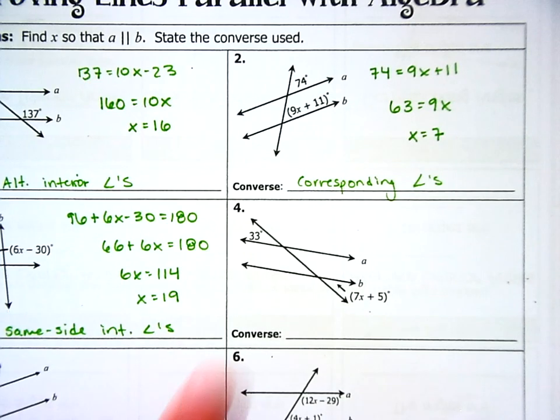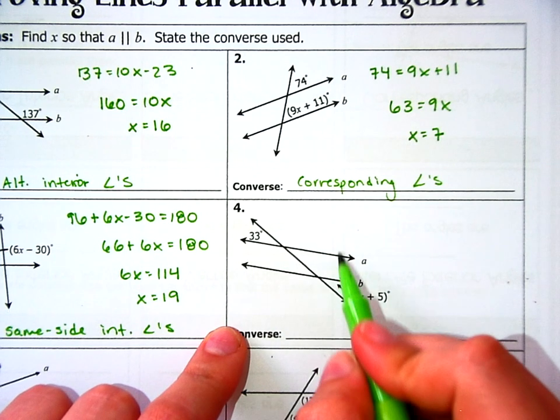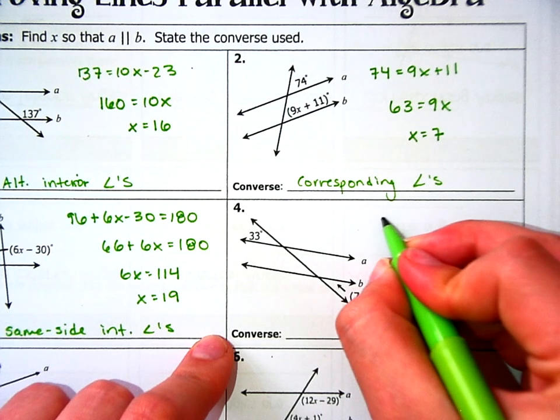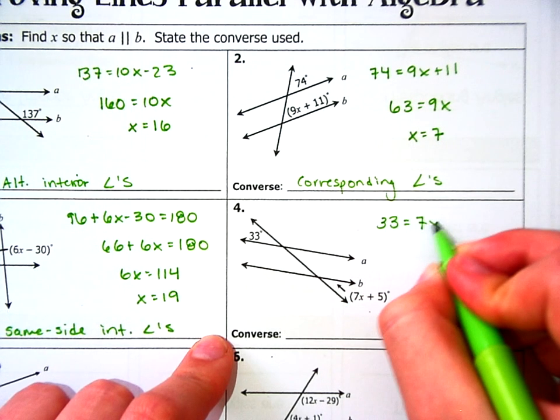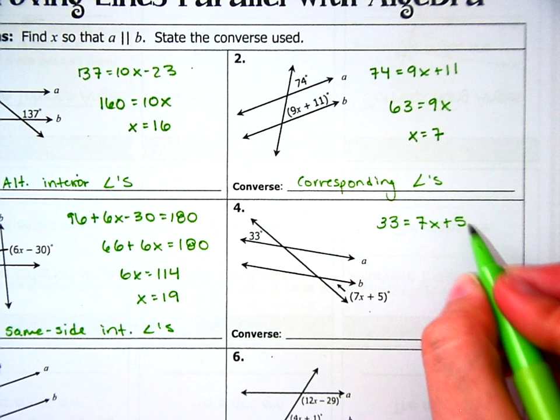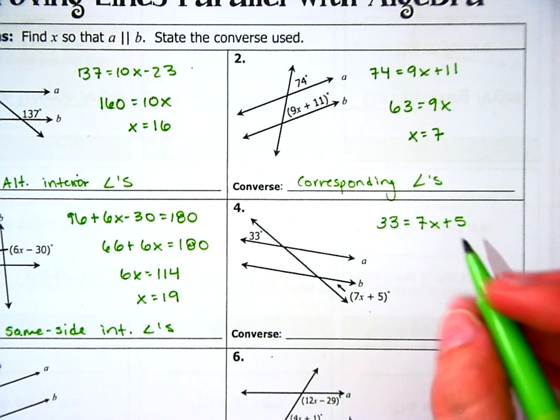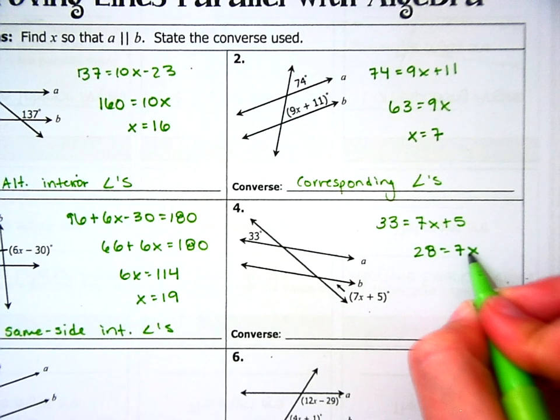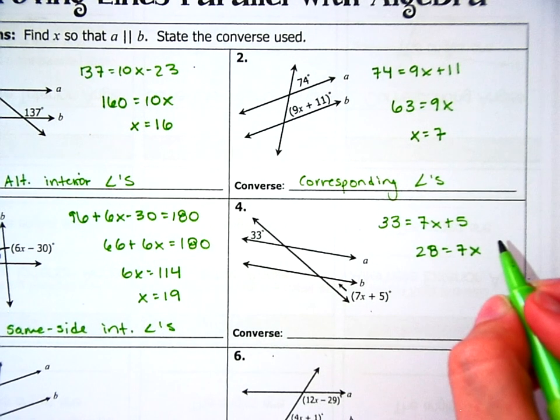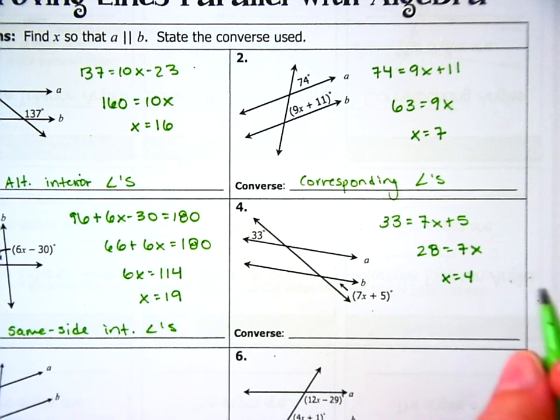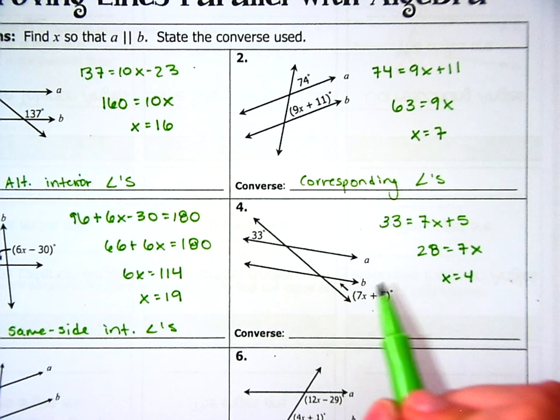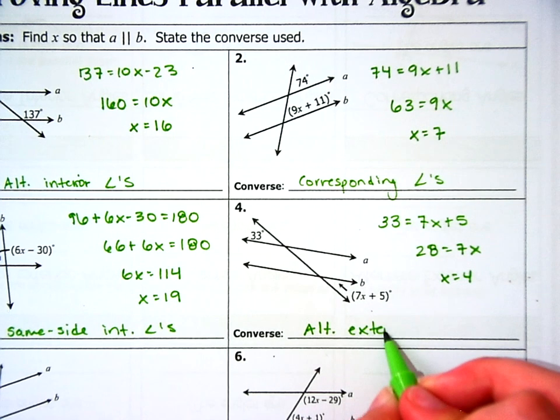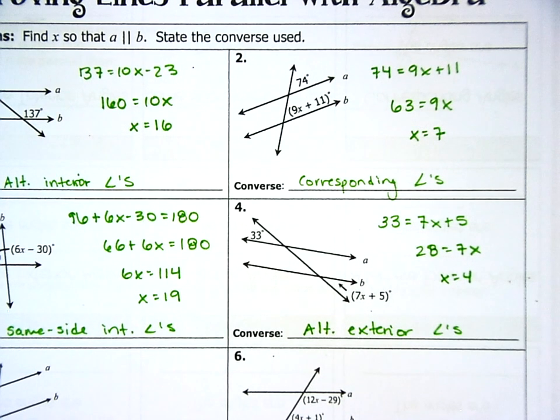All right. In this picture, if these lines are parallel, then these would have to be congruent. Those are alternate exterior angles. So 33 equals 7x plus 5. So I need to subtract 5 from both sides of the equation. So I've got 33 minus 5. And if I divide both sides by 7, I get 4. So 4 is the x value that would make these lines parallel. And remember, that was my alternate exterior angles theorem.